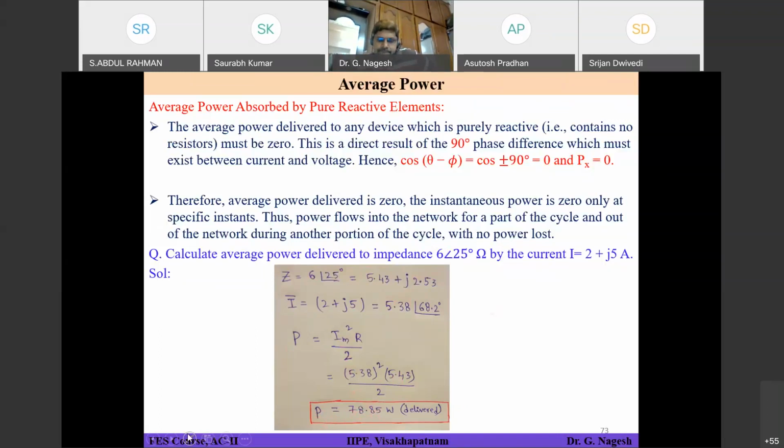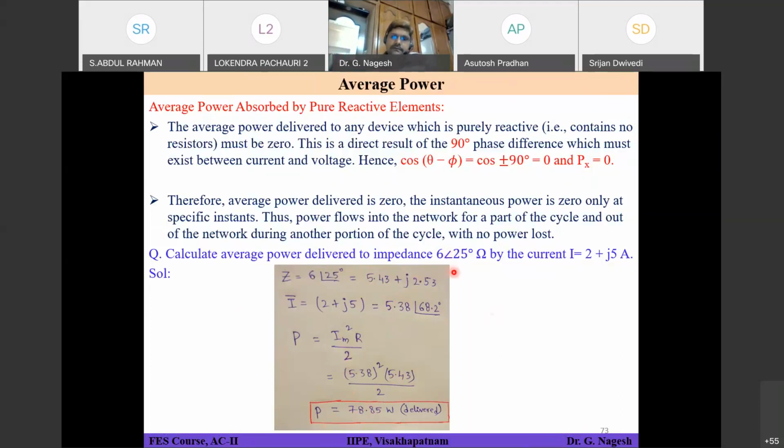Clear, sir. Any doubt? If we calculate P of t by instantaneous power... See, to calculate P of t, you should have the voltage first. So if you want to do that, you have to consider this current and multiply with the corresponding impedance shown here. Then you will get V of t.